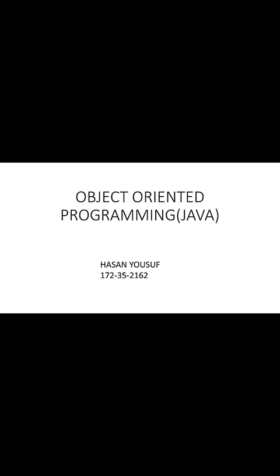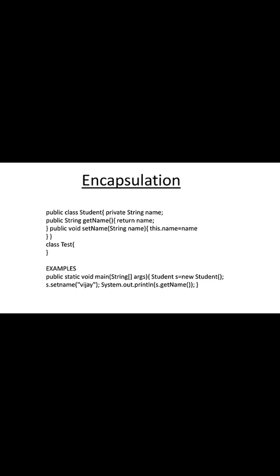Today my presentation topic is object-oriented programming and we'll discuss Java. There are 4 principles in object-oriented programming. Just like Java, there are encapsulation, inheritance, polymorphism, and abstraction. We'll discuss all 4 principles. At first, we're going to talk about encapsulation.